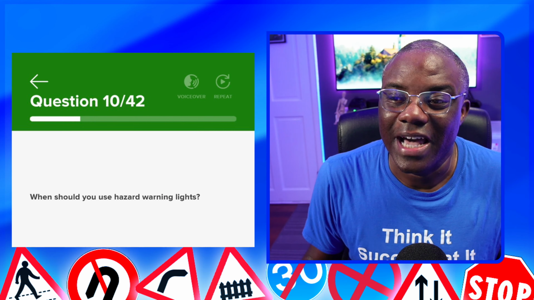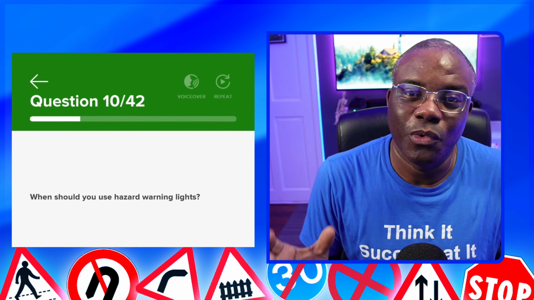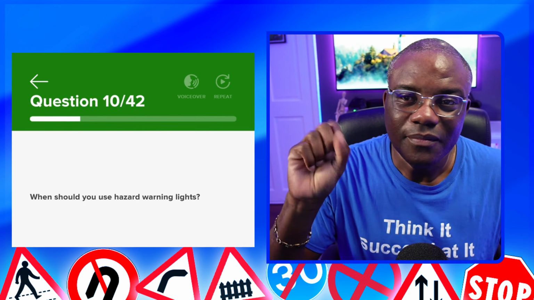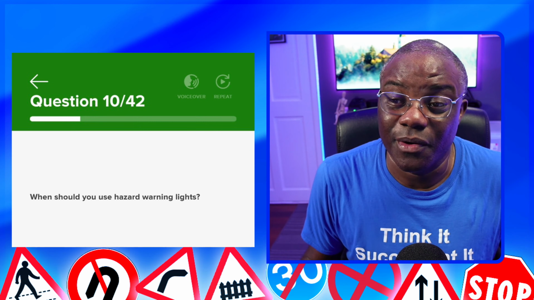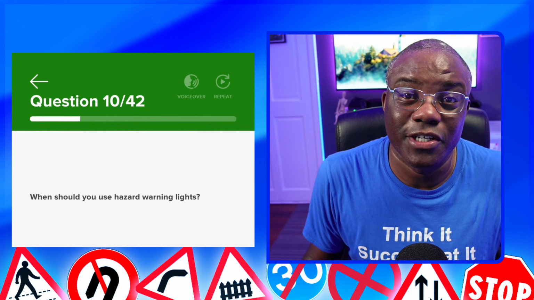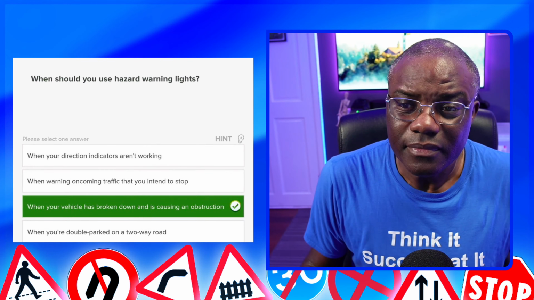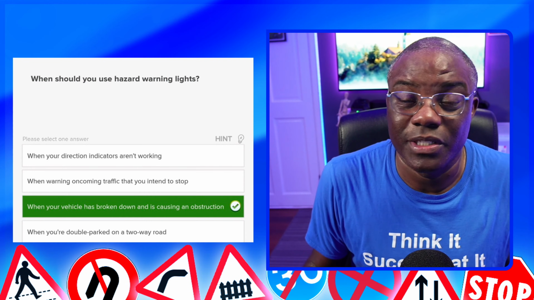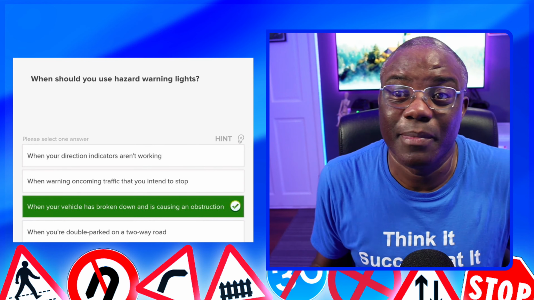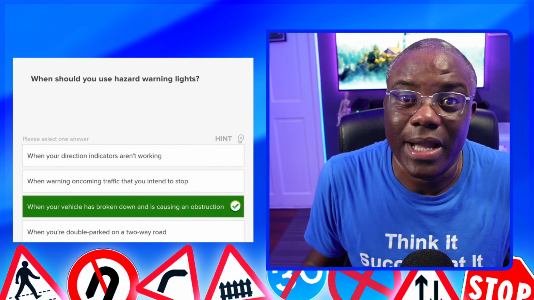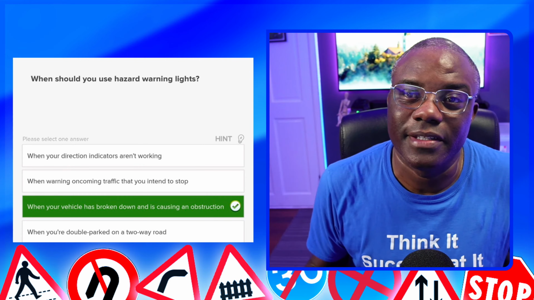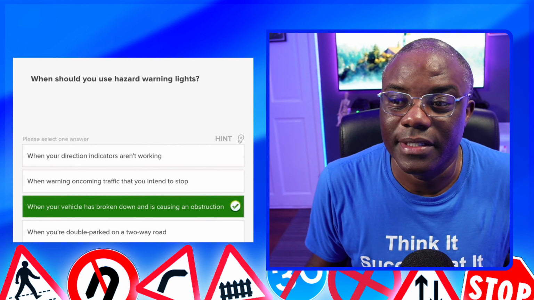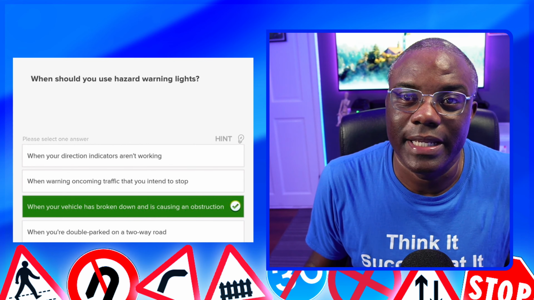When should you use hazard warning lights? So hazard warning lights is the one that flashes on all four, the two at the front, two at the back. And the answer is in the question, hazard warning. So when there's an obstruction of some kind. When your vehicle has broken down and it's causing obstruction, because you're a hazard. It's simple. If cars have got to go around you, you're a hazard, put your hazard lights on. That's what it's for. So again, it tallies. You got a hazard in the question, you got hazards or an obstruction in the answer.